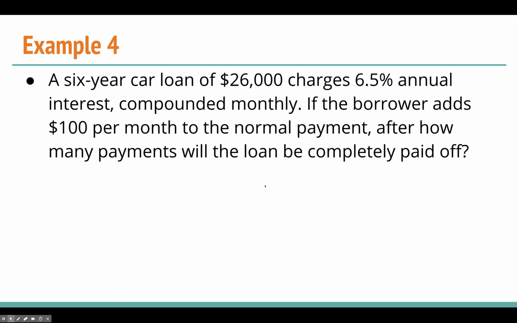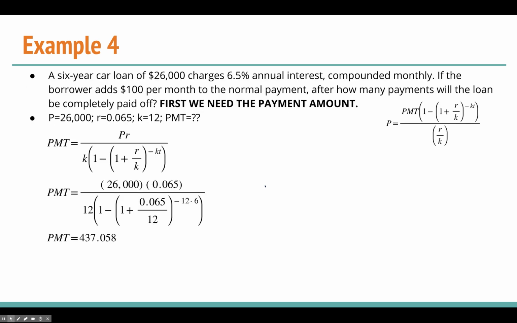In this example, we have a 6-year loan of $26,000 with a 6.5% annual interest, compounded monthly. If the borrower were to add $100 per month to the normal payment, after how many payments will the loan be completely paid off? So let's take this one step at a time. This is a multi-step problem, and so let's just do one thing at a time.